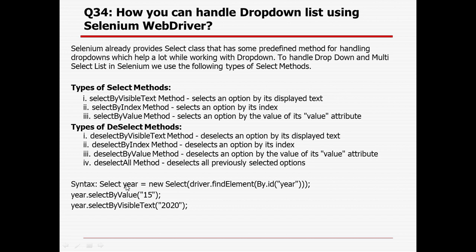So that is the syntax, right? First you need to use the Select class available in Selenium WebDriver. You need to declare a variable, then new Select, and pass the particular element details, the element locator, like ID, name, CSS. Once the object is created using the Select class, you can use select by value, select by visible text, or select by index, whichever is available for that particular option.